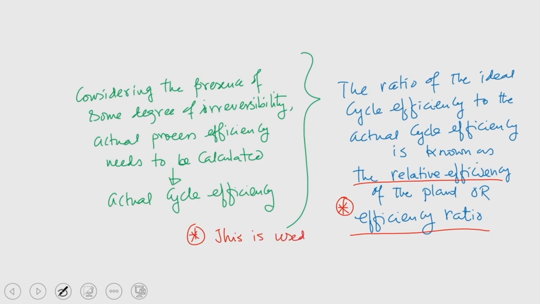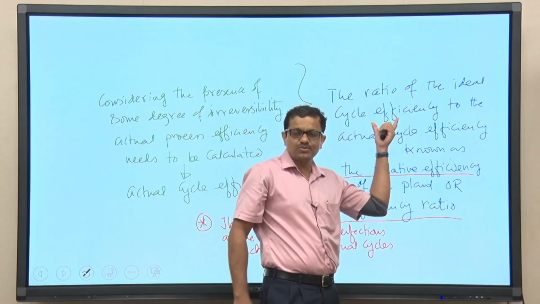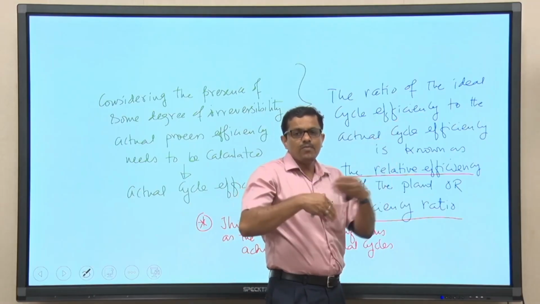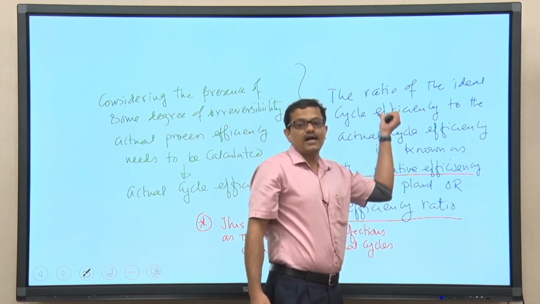used as the measure of perfections achieved in actual cycles. So, basically this is the ideal one, but in reality we will be getting the actual one. Our objective should be to go for improvement of the actual cycle to achieve the ideal one.